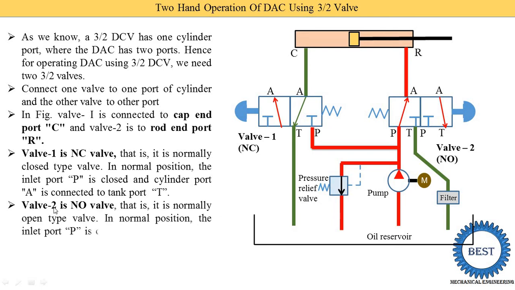I will just revise. Valve 2 is normally open. Here we have written NO. NO means normally open. Normally open means in a normal position, the inlet port P is connected to the cylinder port A. So normally open means they supply the pressurized oil to port A, and the tank port is closed. So here you see this tank port T is closed.